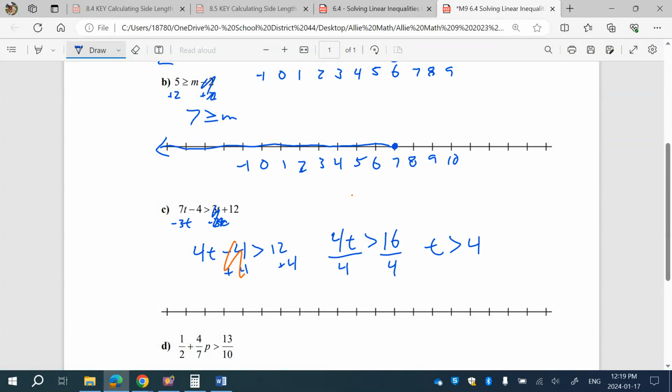It's not greater than or equal to, so let's put a not filled in circle. Let's make that our 4. This is going to be 5, 6, 7, 8, 9, 10. This is going to be the 3, 2, 1, 0. And t is going to be greater than, so it's going to go this way, like that.